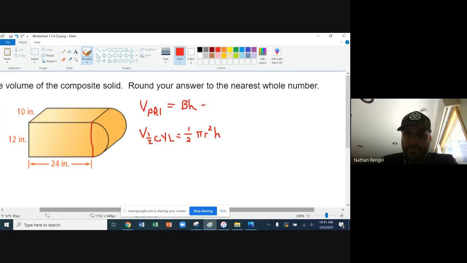So volume of your prism, you're going to take your three dimensions, which are 10 times 12 times 24. And volume of your half cylinder, we're going to take 1/2 times pi. Now using the prism measurement over here is 12, so that means that the radius of my circle from here to here is half of 12, which is 6. So there's your radius.